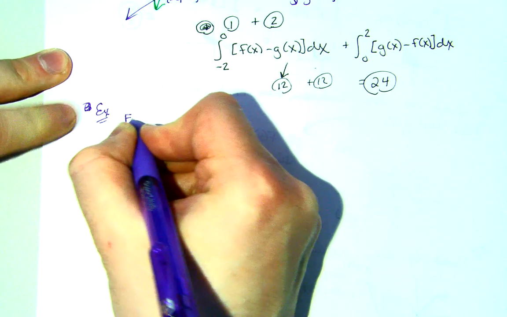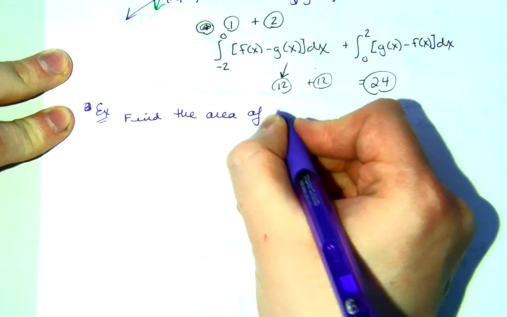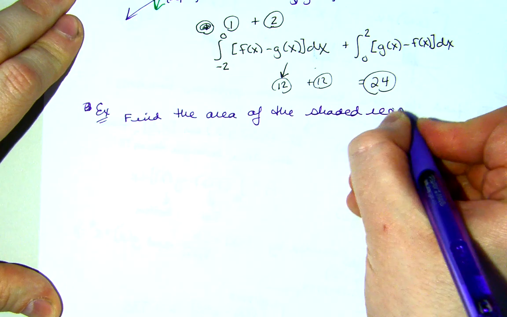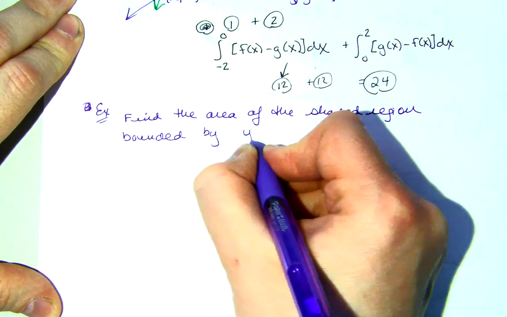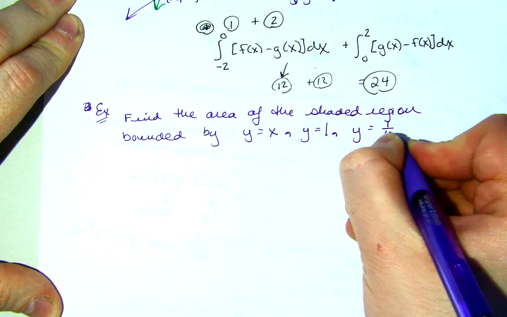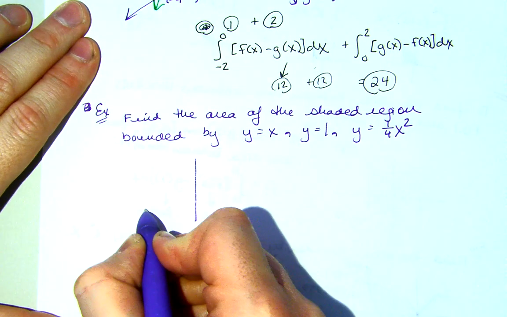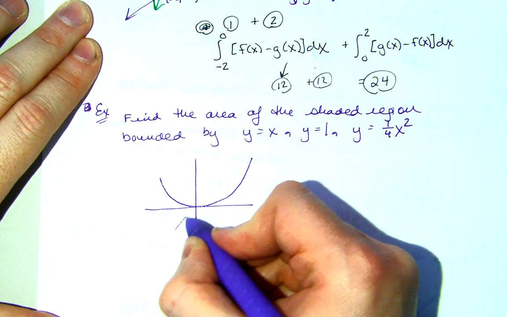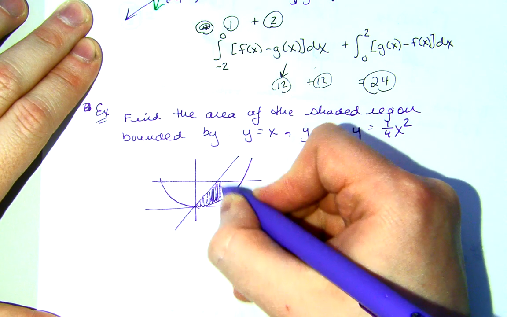We are going to find the area of the shaded region. I'll draw something and shade it in a moment. We're going to find the area of the shaded region bounded by y equals x, y equals 1, and y equals 1/4 x squared. And this is going to be that shaded region that we're going to talk about.